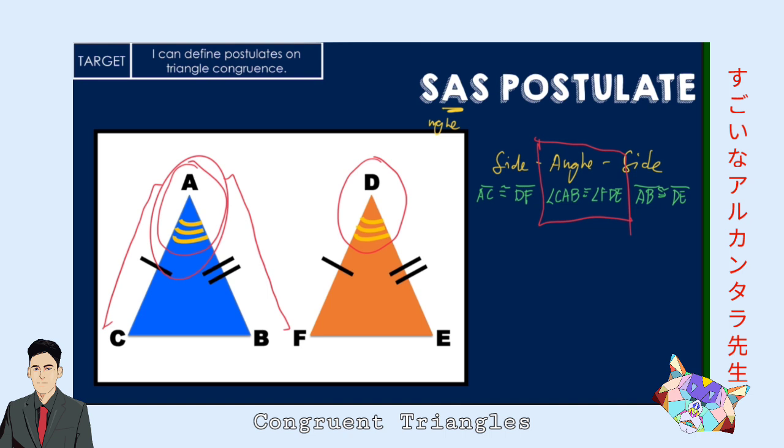We can take note of the SAS postulate being true if and only if the angle is the one included or in the middle. Again, they use different terms here, either included or in between. You can use those terminologies.